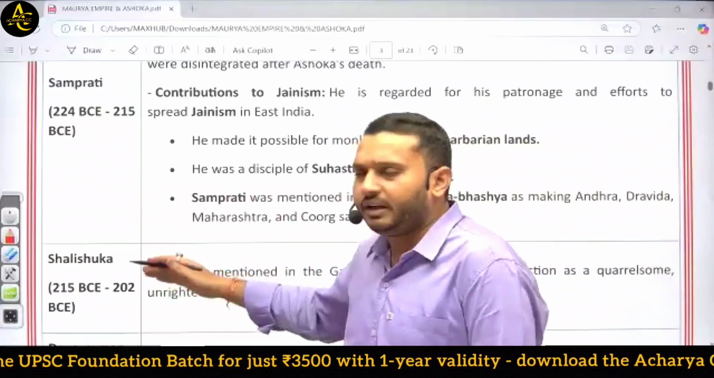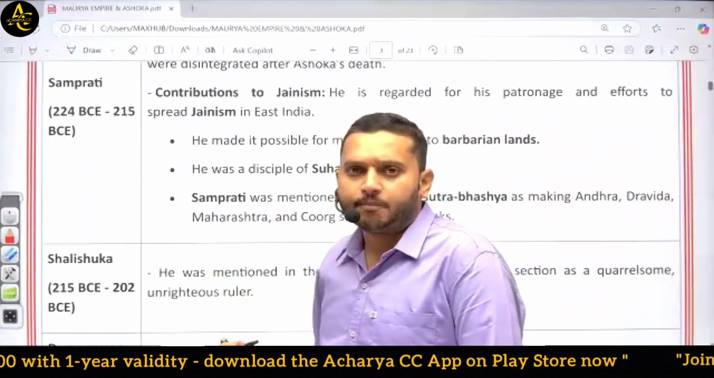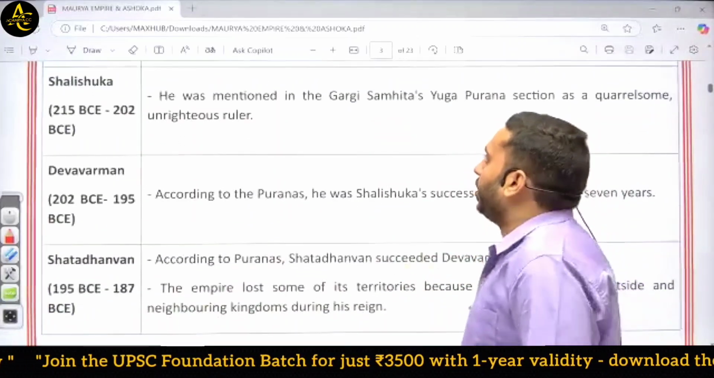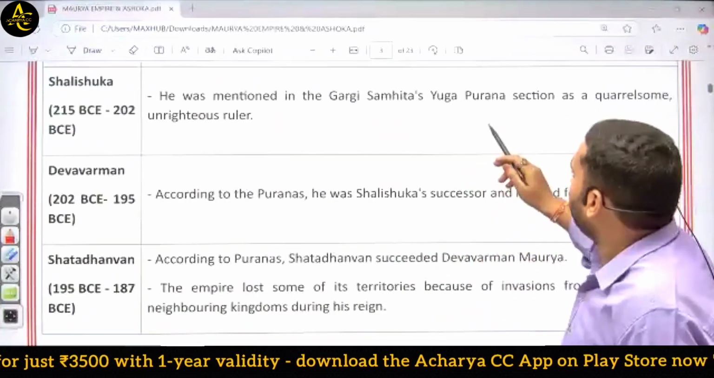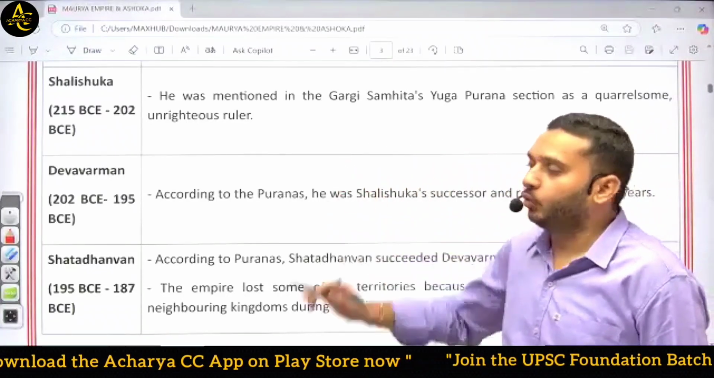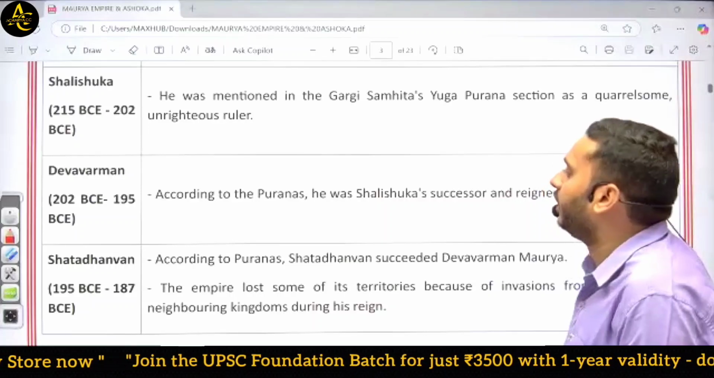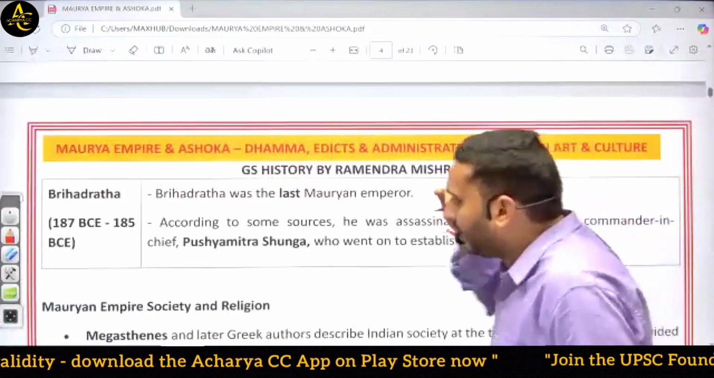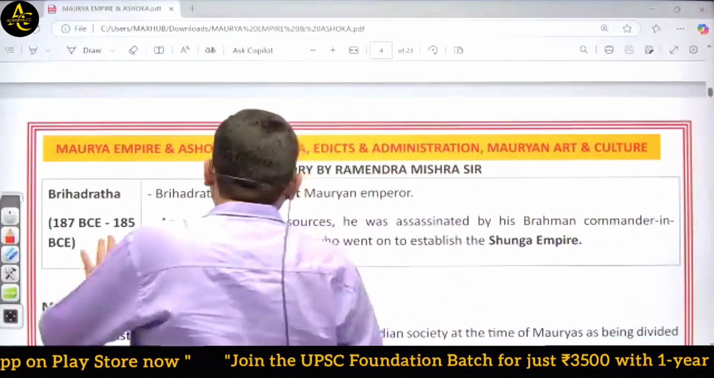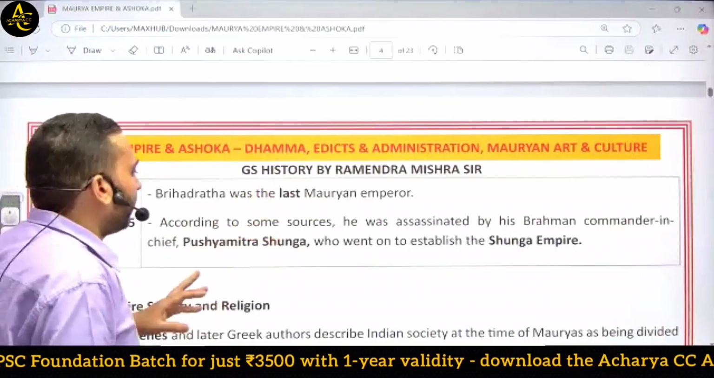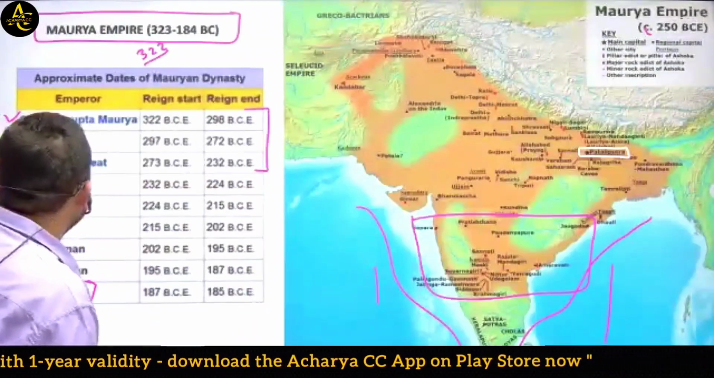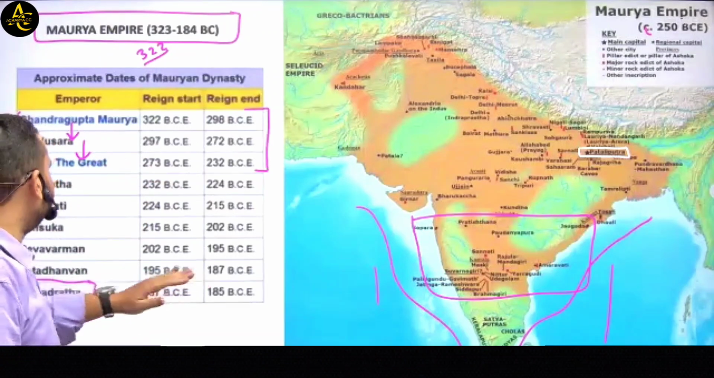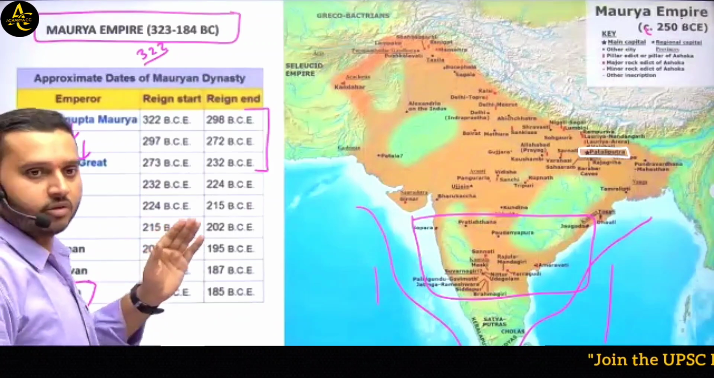Then all these rulers became weaker and weaker one by one. The empire disintegrated into various parts. Then Shalishuka. He was mentioned in the Gargi Samhita, Yuga Purana section as a quarrelsome, unrighteous ruler, meaning obviously he was not eligible like Ashoka. Then Devavarman became the king, Shantadhavan became the king, and ultimately the last ruler was Brihadratha, the last Mauryan king. So you do not need to remember all these Samprati, Shalishuka, Devavarman. You just have to read Ashoka. After Ashoka, you can easily jump to who was the last ruler: Brihadratha.